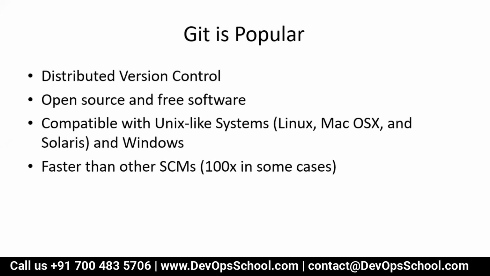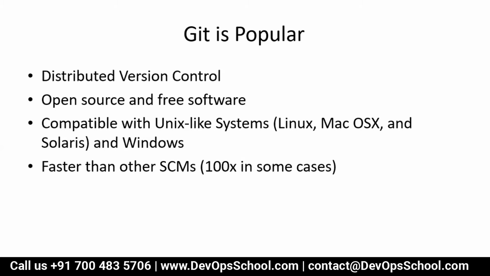So Git is popular. But why is Git popular? Because before that we also had so many tools, right? We had SVN, we had CVS, we had Perforce, and many tools. But why is Git popular? One of the features we have in Git is distributed version control. This is the most important feature we have in Git, which we were lacking in all other tools. Distributed version control. Again, it is open source and free.